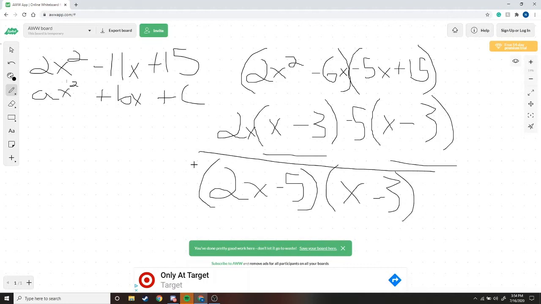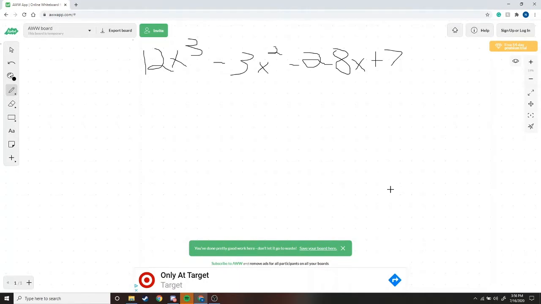And there's your answer. Our final problem is going to be 12x cubed minus 3x squared minus 28x plus 7. Like always, you want to check for a greatest common factor so you can pull something out to simplify it. Here we can see that there's no greatest common factor because this term does not have an x while the others do, and not all terms are divisible by 3. So what we want to do here is almost exactly what we did in our previous example for the second half. So we're going to group the first two and the last two terms together.